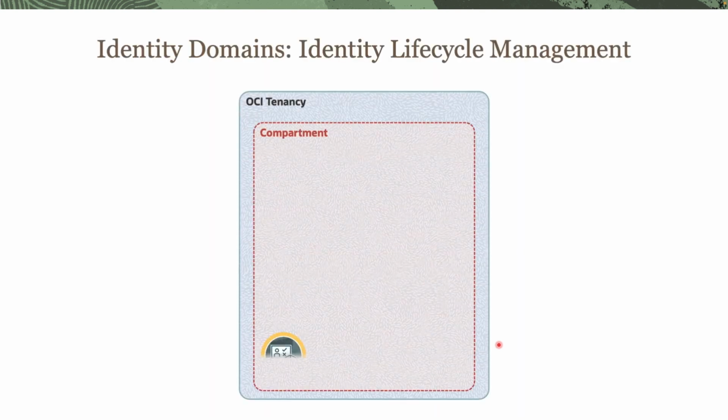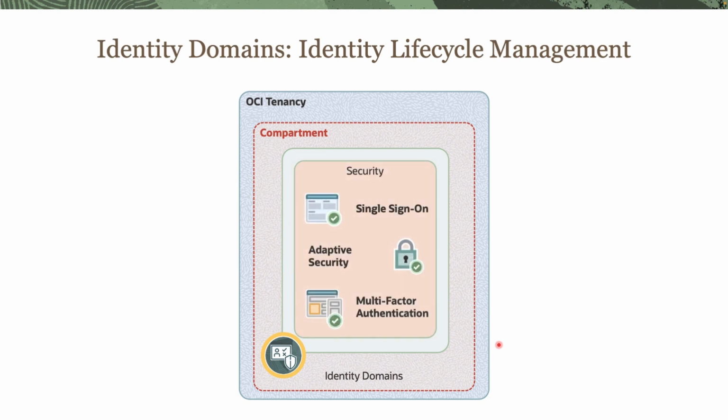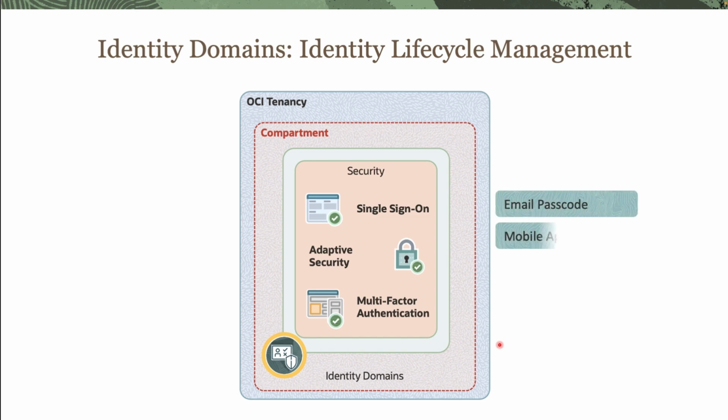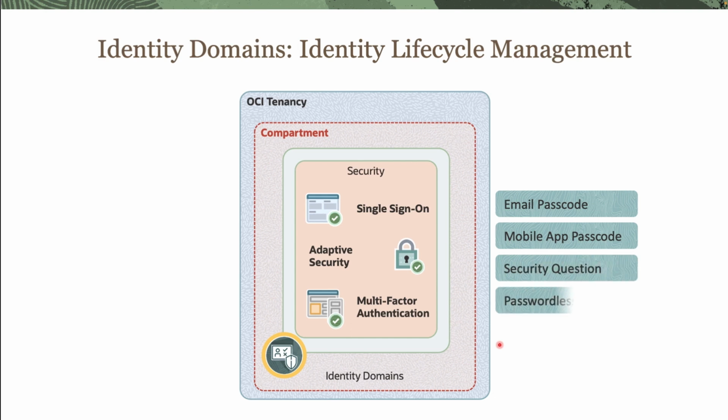Then on top of that, to increase the secure access to the applications and OCI resources, you can enable controls such as single sign-on, multi-factor authentication, and adaptive security. For example, you can use various MFA methods to enable stronger identity verification, such as emails or mobile application passcodes, security questions for passwords alone, or even you can go passwordless.